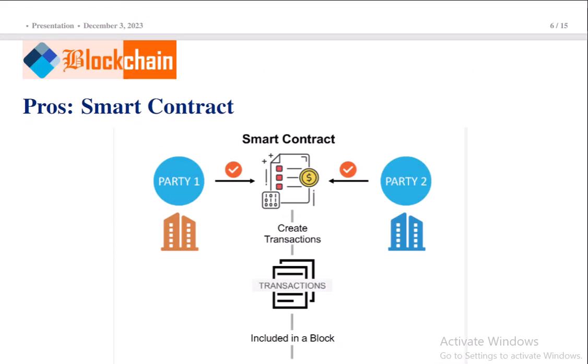Another benefit of blockchain is the smart contract. A smart contract is a self-executing contract with predefined rules listed in that contract. It is automated and an enforced contractual agreement, and it reduces the need for intermediaries.